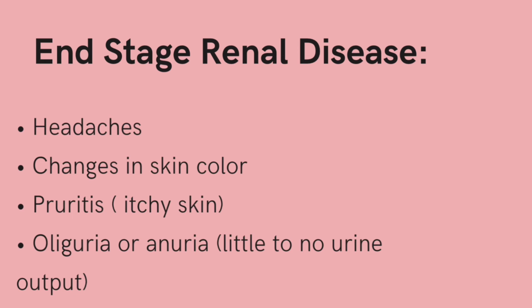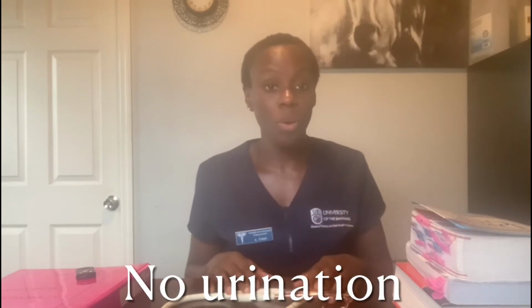Oliguria or anuria, which is a medical term for little to no urine output. At this point, your kidneys are functioning at less than 15 mils per minute, and now you're at a point where you're not going to urinate at all. You're going to depend on dialysis, and we're going to get into more detail with dialysis.